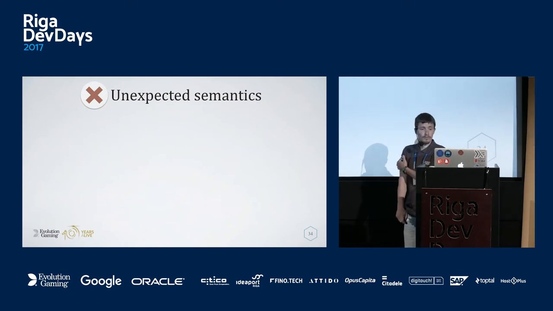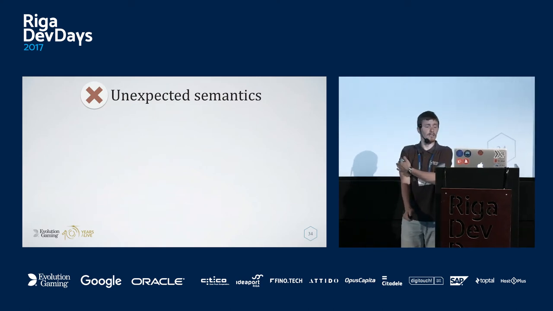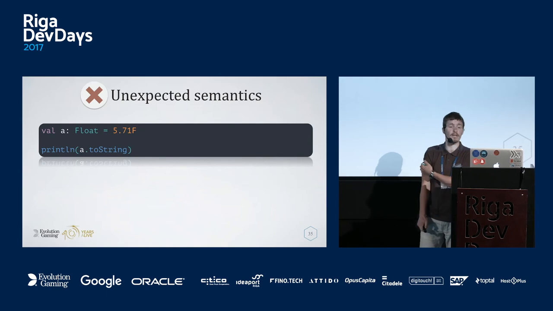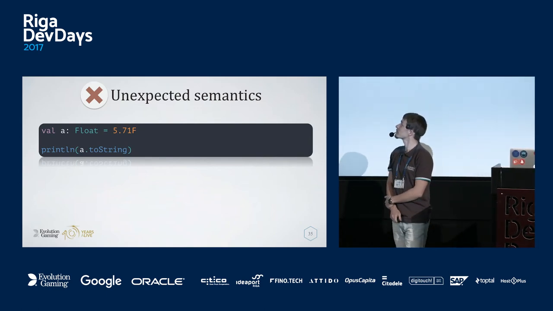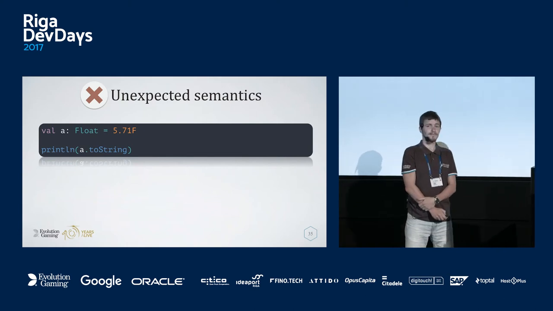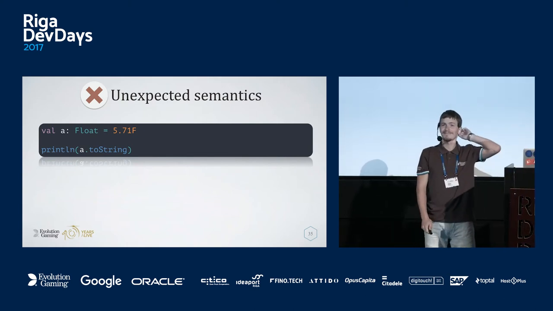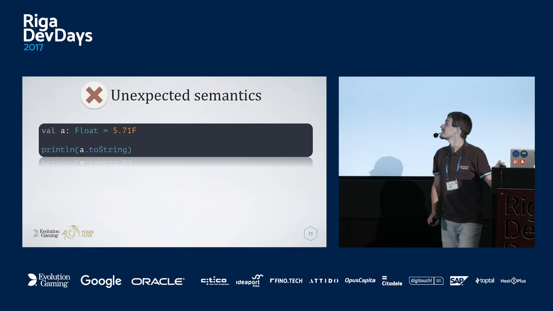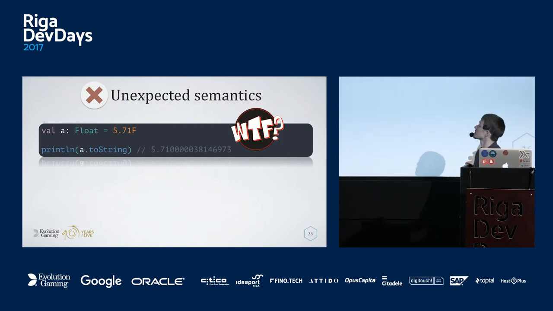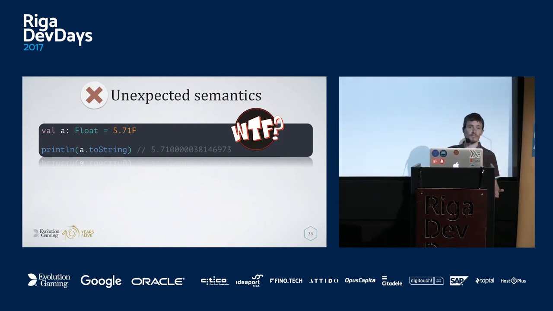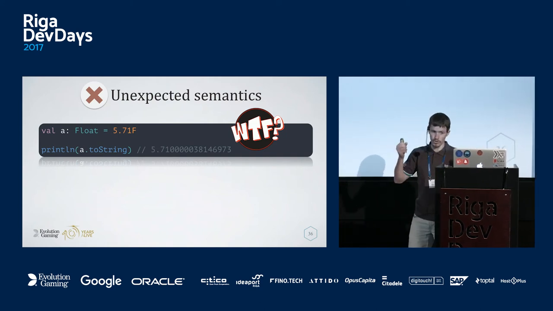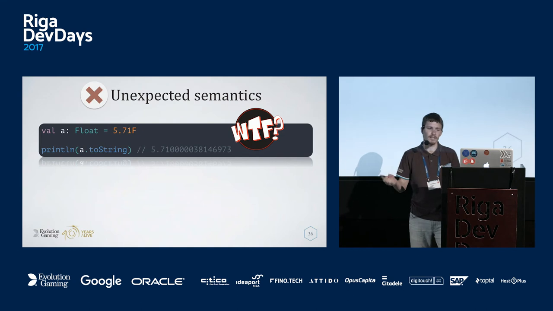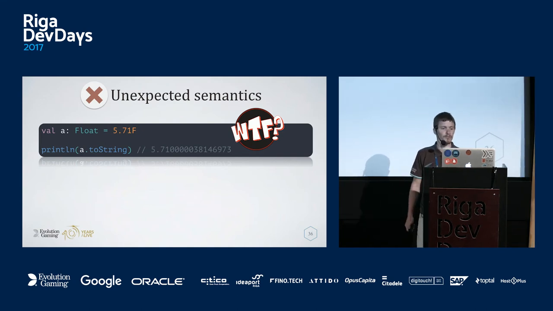Unexpected semantics. This is one of my favorites. So who can tell me what will be printed out by this small snippet? Any guesses? Okay, so the output is this. And when I first faced this problem, I just ran to GitHub to post an issue. What the hell? Why do you have these bugs? And you're claiming you're production ready.